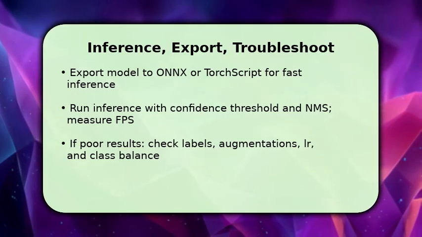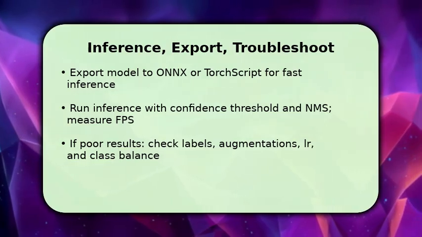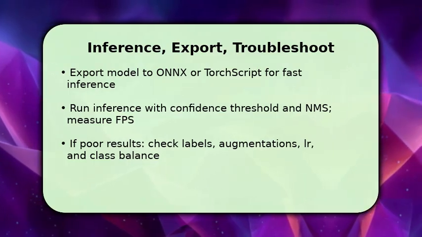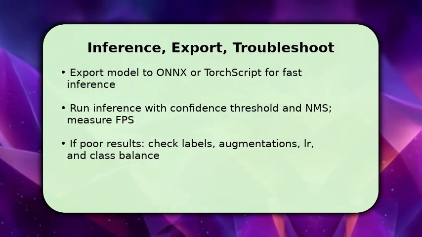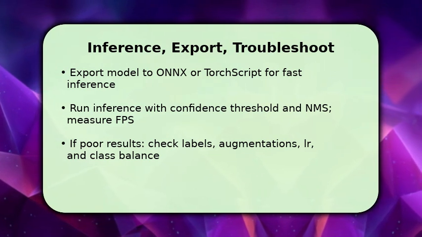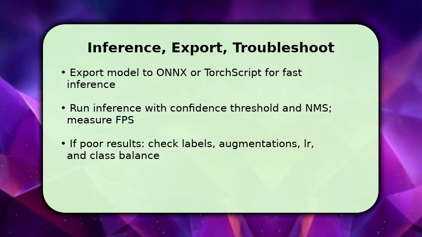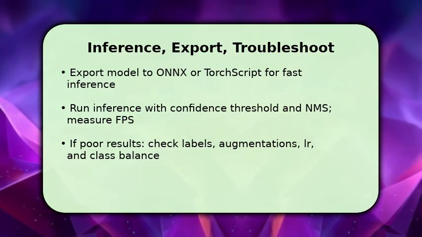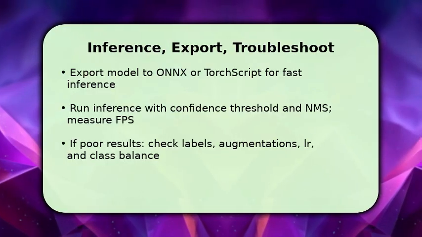Once running, measure latency and accuracy, profile hotspots in preprocessing or NMS. If predictions are wrong or missing, check label consistency, class imbalance, and whether augmentations hurt examples. As a troubleshooting tip, rerun training with a reduced learning rate and more validation samples to isolate overfitting versus data issues.